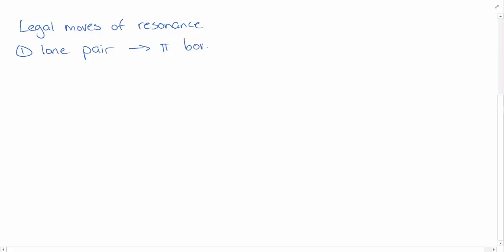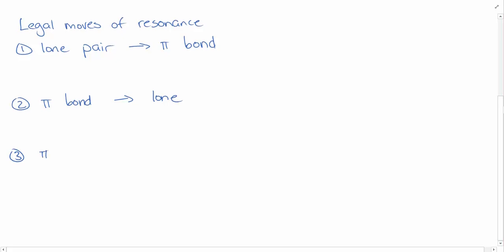In resonance, there are 3 legal moves. So these are the legal moves of resonance. The first is that you can move a lone pair to become a pi bond. Another is that you could move a pi bond and turn it into a lone pair. Finally, you could take a pi bond and turn it into another pi bond. What you can't do, though, is turn a lone pair into a lone pair.